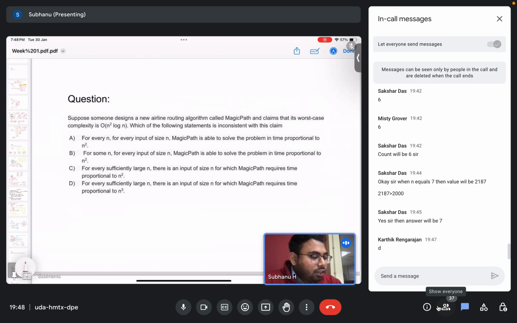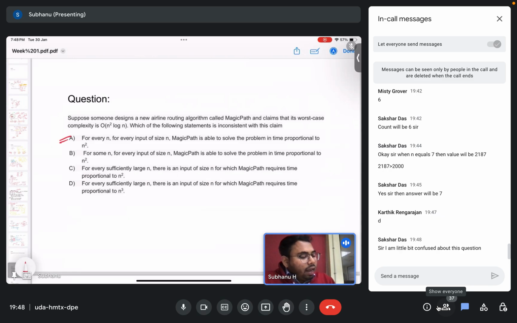So now the first option is saying that for every input size of n, magic path is able to solve the problem in time proportional to n square. But no, because our time complexity is n square log n, and n square is less than n square log n. So I can't solve this within n square time for every n. That's why this option is incorrect. Fine. Now come to option B.